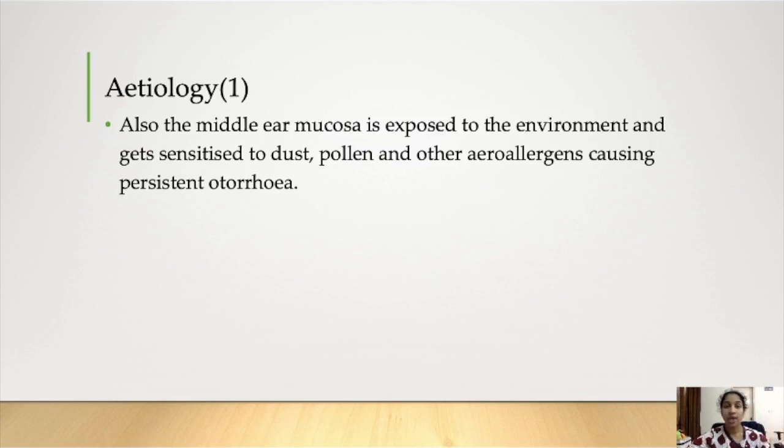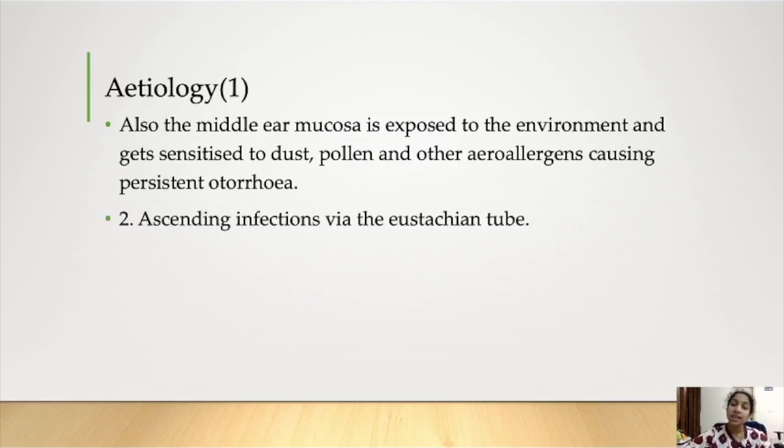So the middle ear mucosa is exposed to the environment and it gets sensitized to dust, pollen and other aeroallergens. So the perforation is there, meaning from the external ear the middle ear mucosa is exposed to dust, pollen and aeroallergens causing persistent otorrhea. Persistent otorrhea means discharge from the ear. So there will be discharge from the ear always. Ascending infection via the eustachian tube.